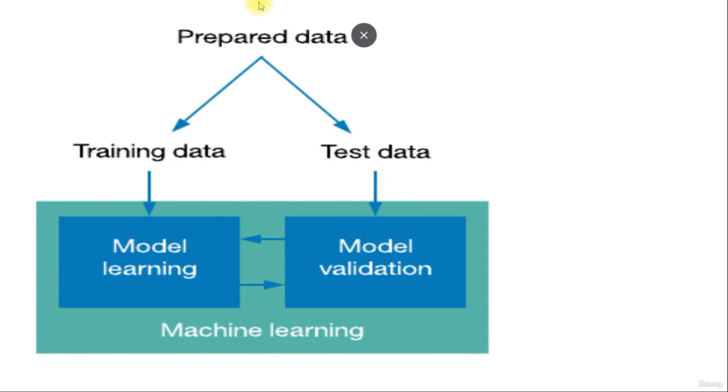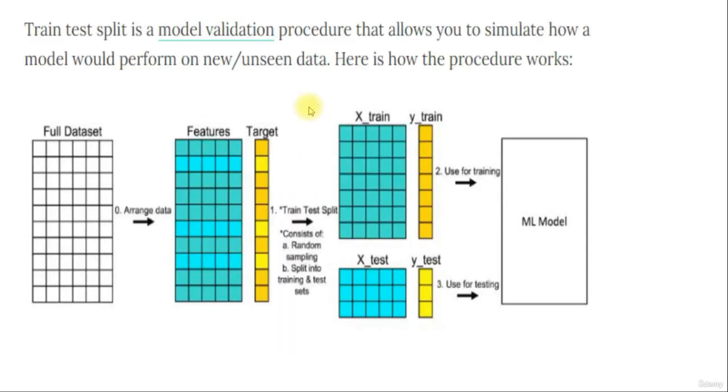As you can see, we have initially prepared our data, then we split the data into training part and testing part. The model will learn the patterns on training data, and then once it is trained, we'll give the test data, we'll evaluate the model and check what are the changes that need to be done. So train test split is a model validation procedure that allows you to simulate how a model would perform on new unseen data.